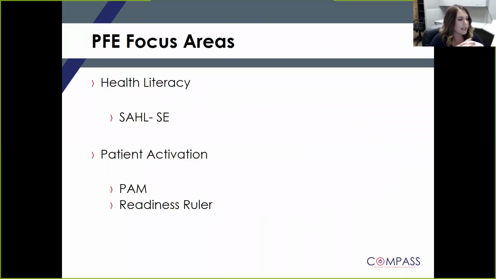The PFE focus areas that we have been touching on over the past couple of weeks have been health literacy and patient activation. We've shown you how to use the SOL SNE and the PAM along with the readiness ruler and provided you with resources as well. If anybody is in need of those and didn't get those, haven't been able to find them on Innovation or in healthcare communities, send us an email and we will ensure that those are out there again.